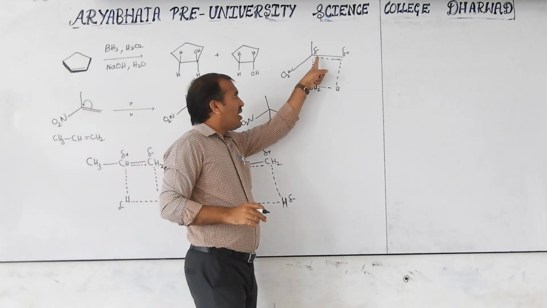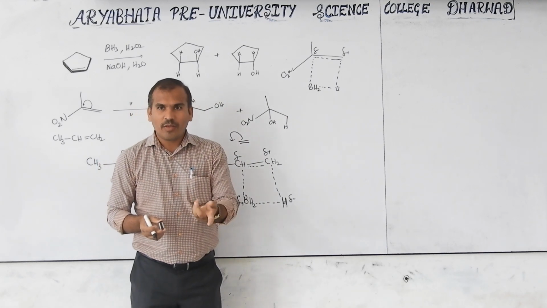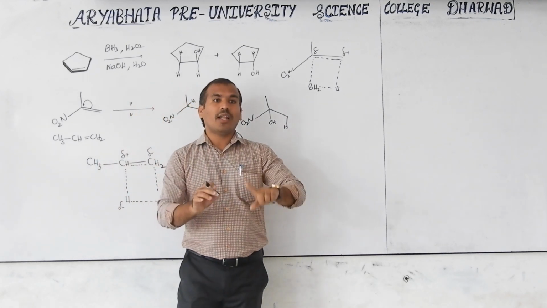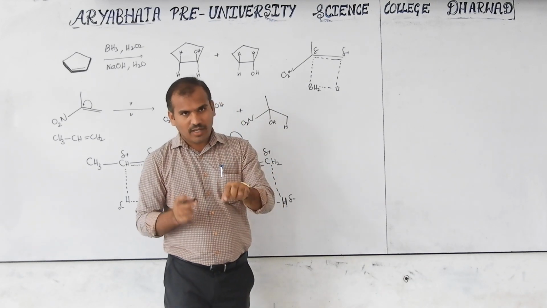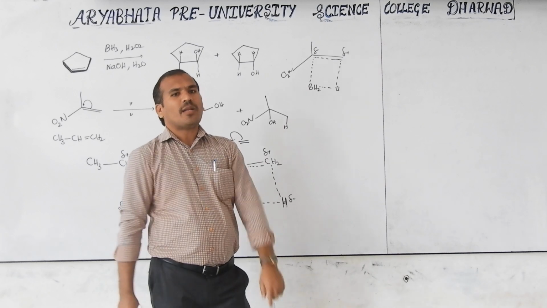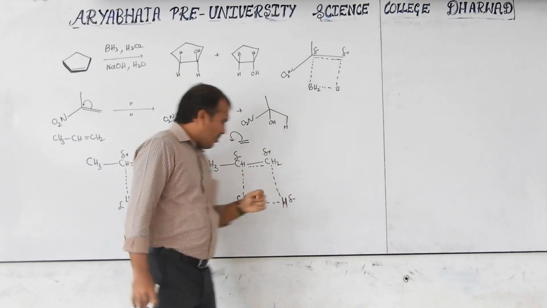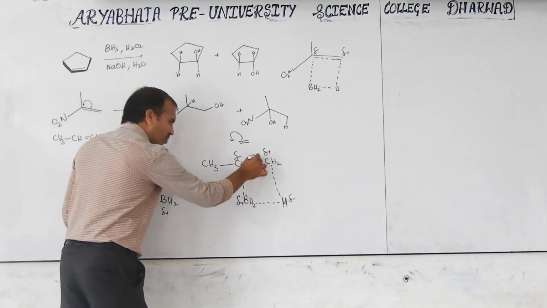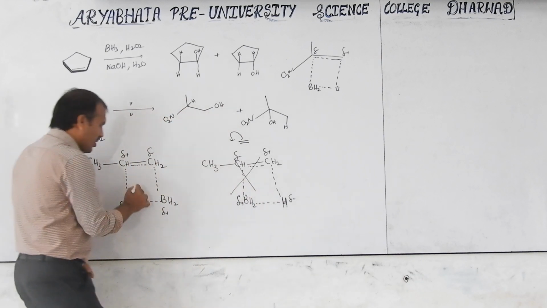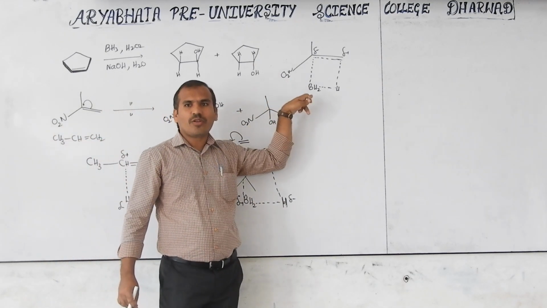Now, a carbanion is stabilized by electron withdrawing groups, but a carbocation is stabilized by electron donor groups. Electron withdrawing stabilizes the carbanion. Electron donor group stabilizes the carbocation. That's why in this case, this is the most stable state, and this is less stable. That's why this type of product is not possible, and this type of product is possible. The reason is the electron withdrawing effect here.